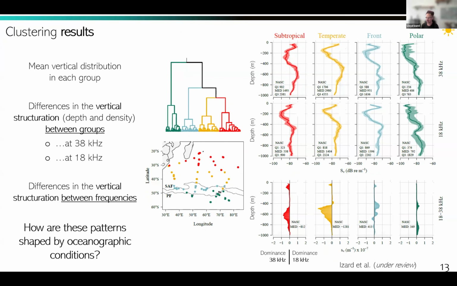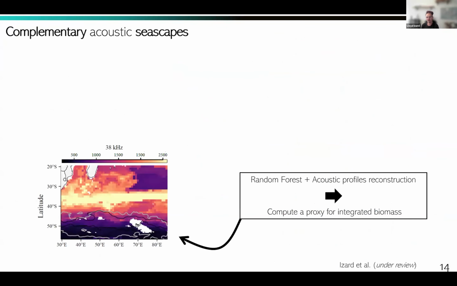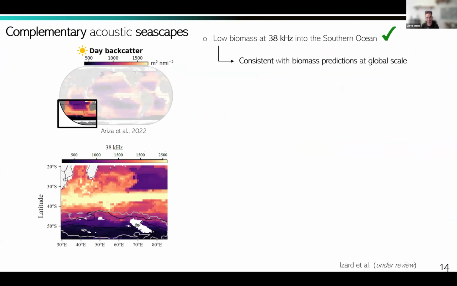We wanted to further understand how these patterns could be shaped by oceanographic conditions. To do that, we applied random forest methods and acoustic profiles reconstruction. I will not go into details here, but I'm happy to discuss later on if you're interested. That has allowed us to compute a proxy for biomass again. And indeed, we observe low biomass at 38 kilohertz in the Southern Ocean. So that's consistent with recent research at the global scale.